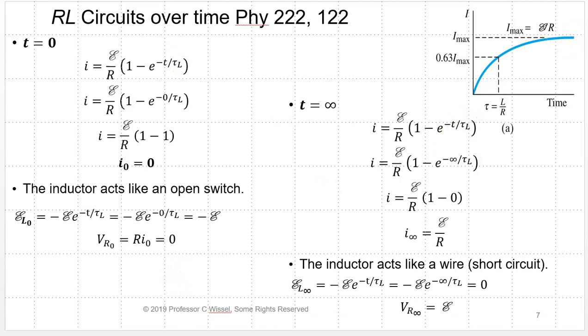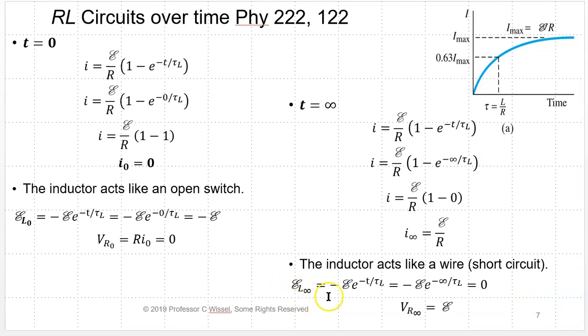T equals infinity, which is way out here somewhere. Okay, I equals E over R times 1 minus the exponent of minus T over tau L. And of course, now we're going to plug t equals infinity in here. When you do that, the exponential term ends up being 0. And when you reduce it a little bit, you wind up with I at infinity equals just E over R. So the final current is just E over R, where E is the battery and R is the resistance of the circuit. So the inductor acts like a wire, a short circuit. It acts like it's not even there, because it's given up the fight. It's no longer fighting any change, because the change has stopped too.